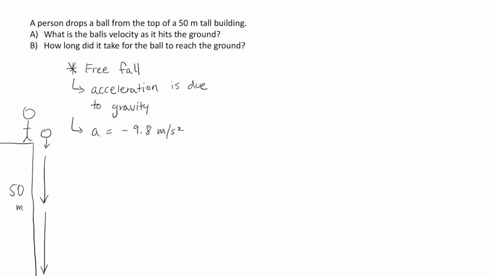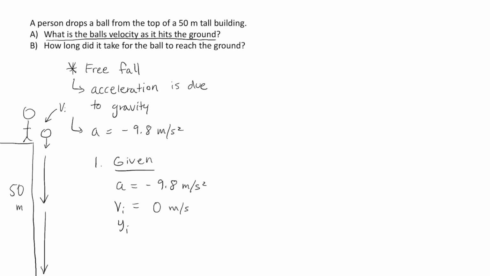Now that we understand this motion, let's look at the first part of our question, which says, what is the ball's velocity as it hits the ground? Let's start by looking at what was given. We know the acceleration is the acceleration due to gravity, so it's negative 9.8 meters per second squared. We also know the initial velocity, Vi. Vi occurs at the top of the building when the person lets the ball go. Because the person just drops the ball, the initial velocity is 0 meters per second.